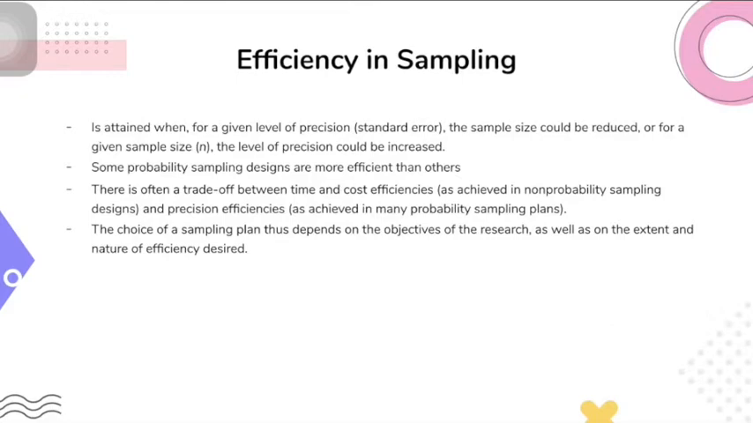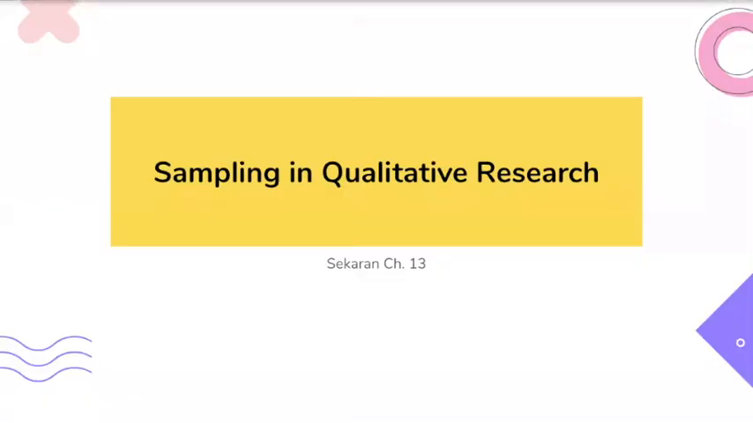There is often a trade-off between time and cost efficiencies as achieved in non-probability sampling designs and precision efficiencies as achieved in many probability sampling plans. The choice of sampling plans thus depends on the objectives of the research as well as on the extent and nature of efficiency desired.